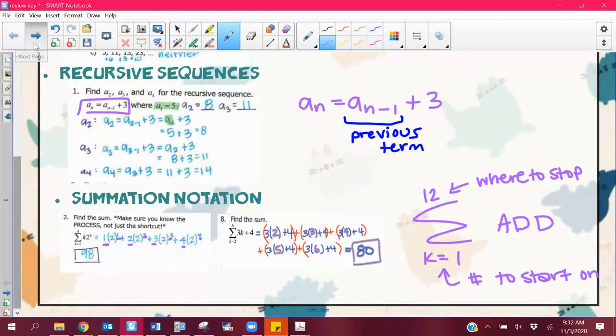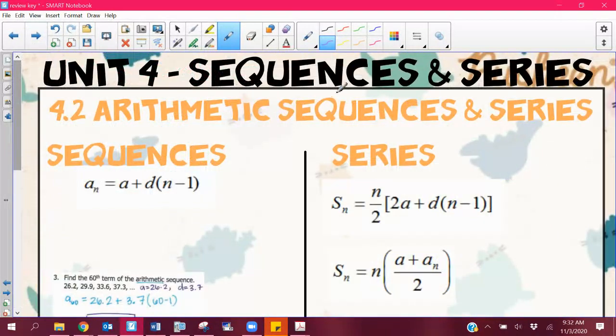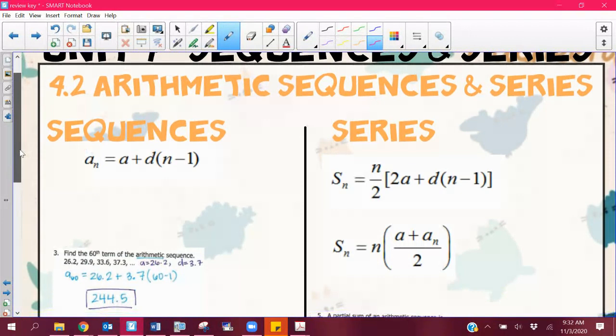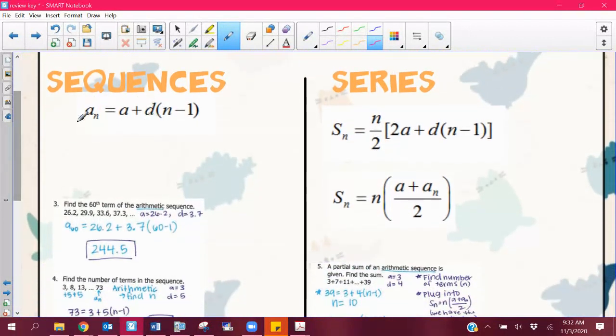All right, so that was the intro. Let's talk about specifically arithmetic sequences and series. So the first thing we talked about were the sequences, which dealt with this a sub n formula. Remember, this is your term. This a, or a sub 1, is your first term. You're always going to use your first term in the formula.